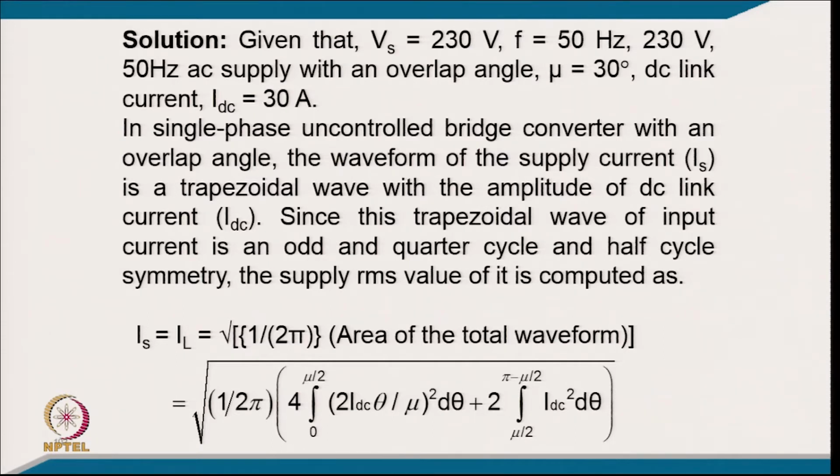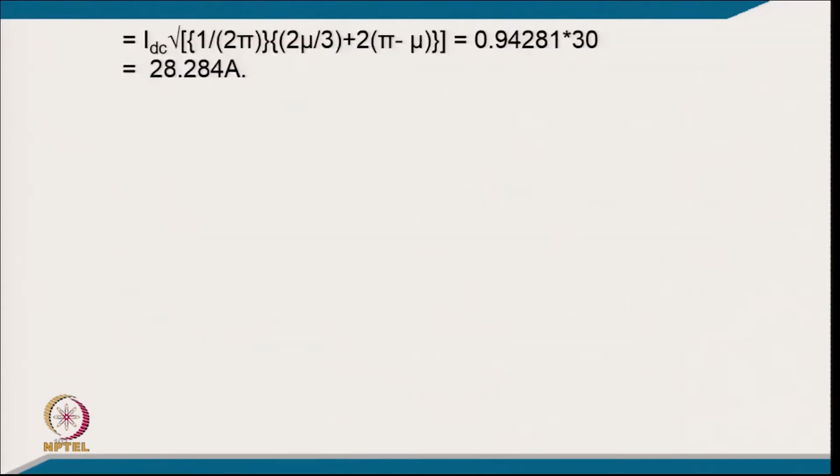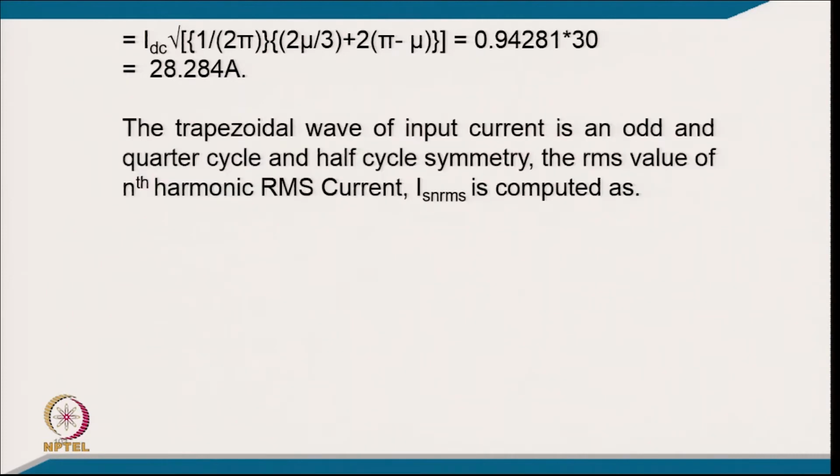So, taking the derivation of 1 upon root pi, the total area will be 4 into the integral from 0 to pi by 2 of mu by 2 virtually, plus 2 IDC by theta by mu square plus 2 mu by 2 to minus mu by 2, that is IDC square d theta. So, keeping this relation of mu and other data, here we are able to get the supply current, typically 28.284 ampere.